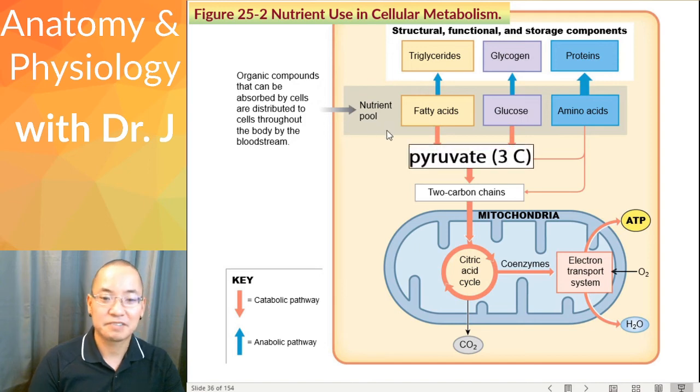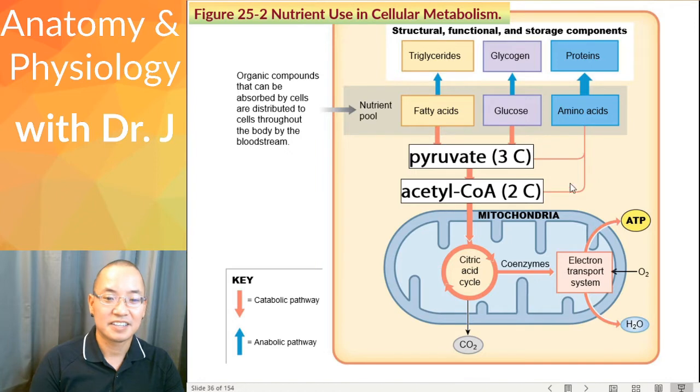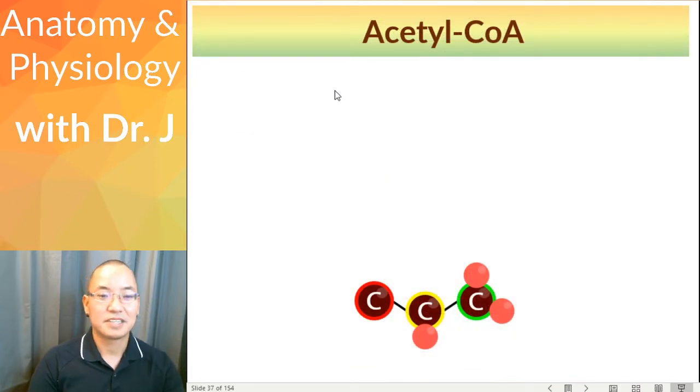Okay, we have pyruvate, and then it has to be converted into something called acetyl-CoA. So what do we notice here? Remember, pyruvate has 3 carbons, but acetyl-CoA has 2 carbons. So what is acetyl-CoA? What exactly is acetyl-CoA?